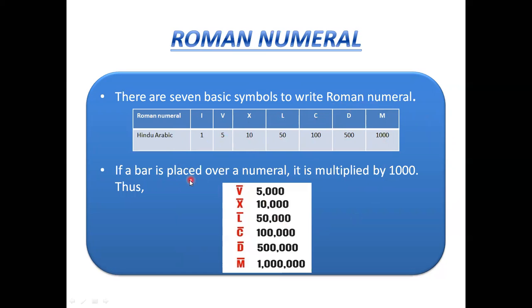Now the second one. If a bar is placed over a numeral, then it is multiplied by 1000. What does it mean? It is multiplied by 1000. We don't have I bar, except I. The remaining we have: V bar, so 5 into 1000, 5000. X bar, 10 into 1000, 10,000. L bar, 50 into 1000, 50,000, and it goes on.